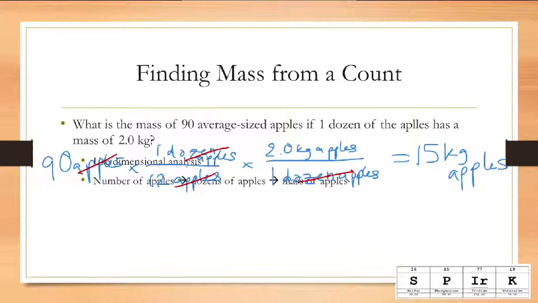You can see I wrote over everything that I was trying to say here, but like I had already said, we're going to use dimensional analysis like we've done in the past, unit conversions, and we're going from number of apples to dozens of apples to the mass of apples.